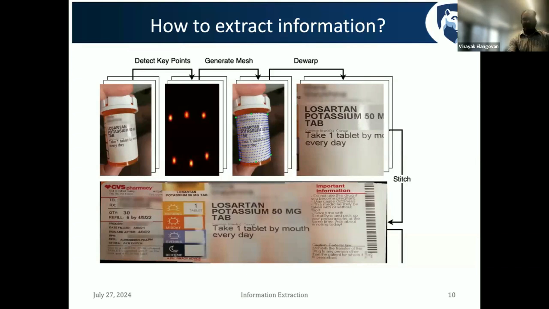Once we have this final image, we can apply different templates on those images and extract the information. For example, CVS Pharmacy has its own template, Walgreens has its own template. Every pharmacy might have its own template. So we need to somehow detect which pharmacy it is so that we can apply the template.